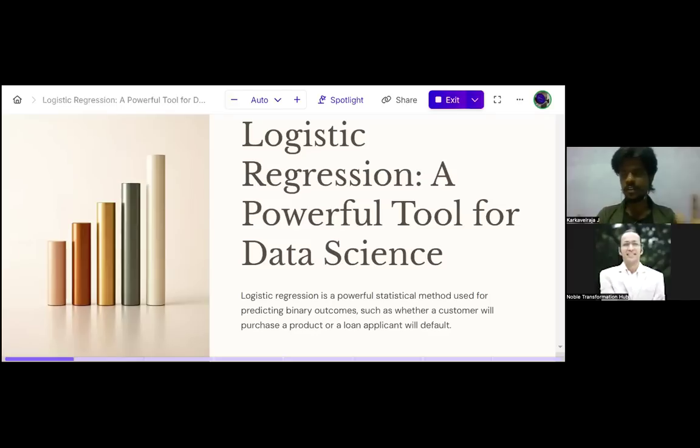So without wasting any time, we will jump into today's session. Today's session is all about logistic regression. It is a powerful tool for data science.